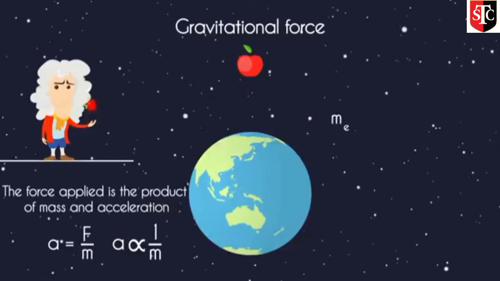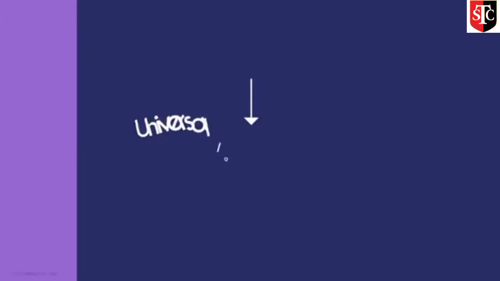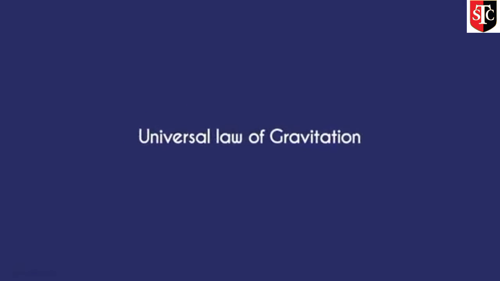As the mass of the earth is much more than the mass of the apple, it is the apple that accelerates towards the earth and not the other way around. Hope that makes it clear. Now the question is, how do we quantify this force? To understand this, we need to understand a simple concept. And this simple concept is called the universal law of gravitation.